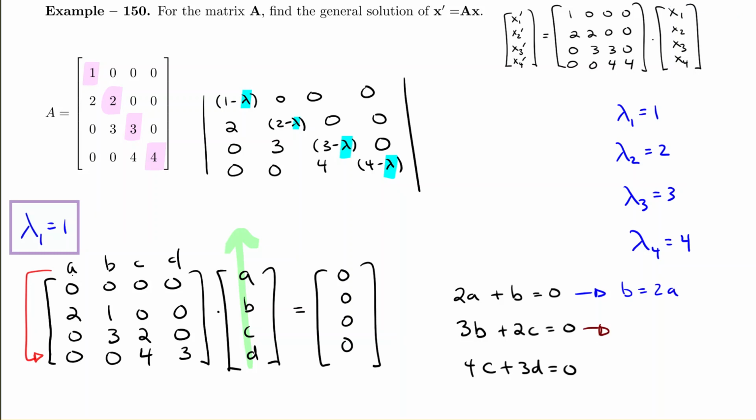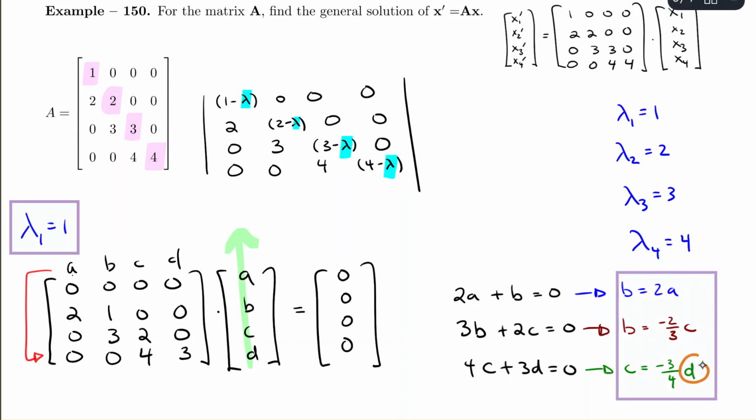Next, we'll get B by itself again. Subtract 2C, divide by 3, and we get B is negative 2/3 C. Finally, let's solve for C. Subtract 3D, divide by 4, and we get C is equal to minus 3/4 D. Now the idea behind this is we have these relationships about how A, B, C, and D should relate to each other. And we don't have exact values for A, B, C, and D because they have to have this ratio. The values A, B, C, and D must fit this pattern.